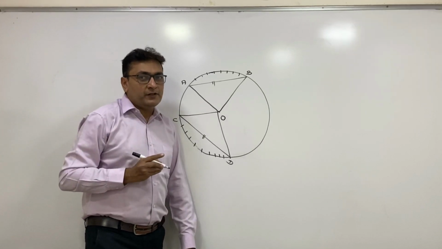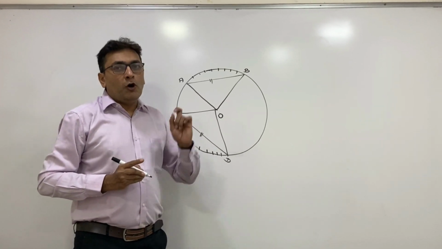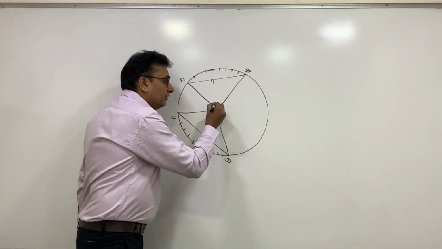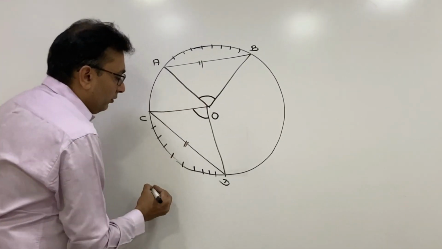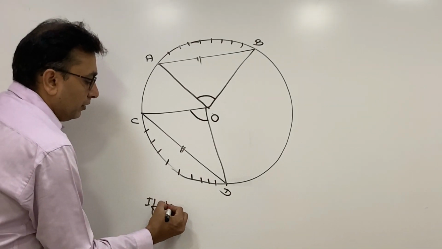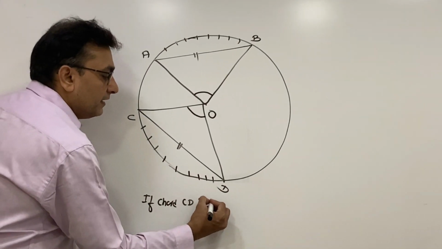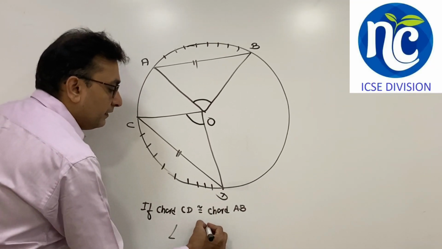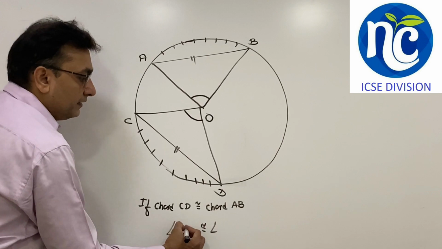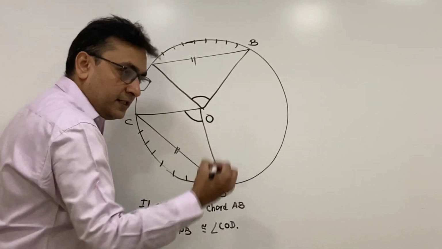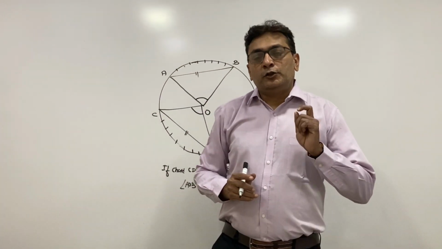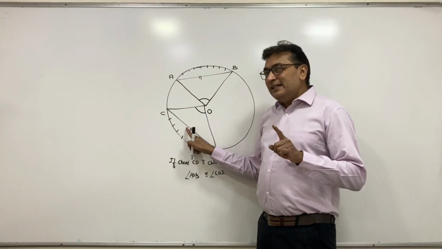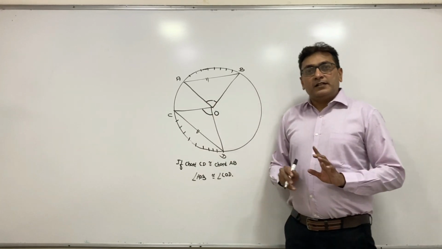But this time what are we supposed to study? Two congruent chords subtend equal angles at the center. Therefore, if chord CD is equal to chord AB, then angle AOB is equal to angle COB. So what is the property? Two congruent chords subtend equal angles at the center.